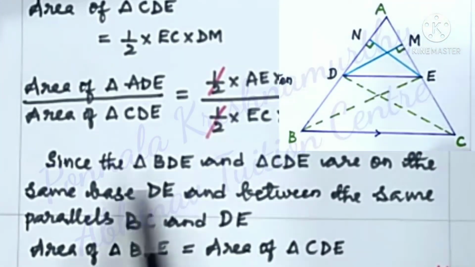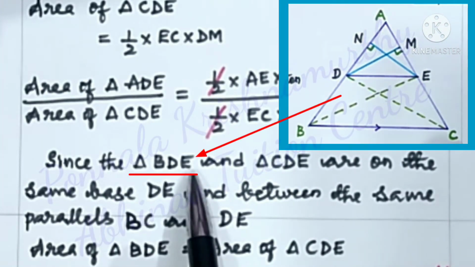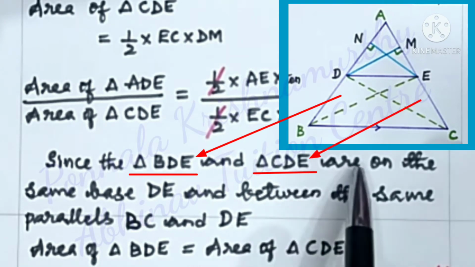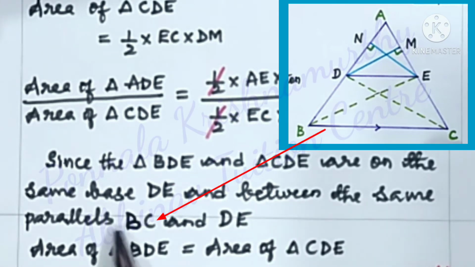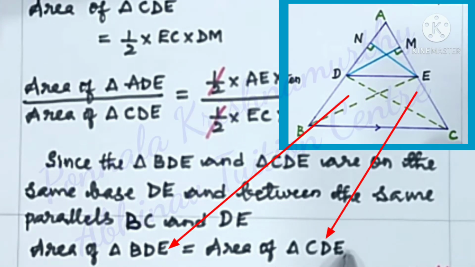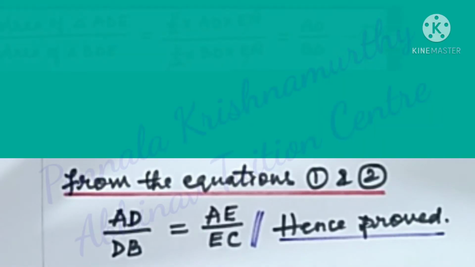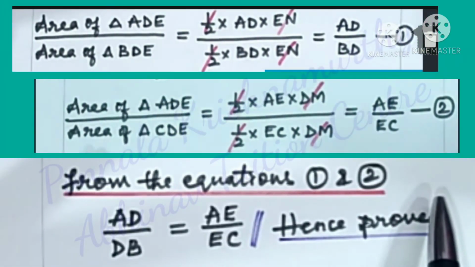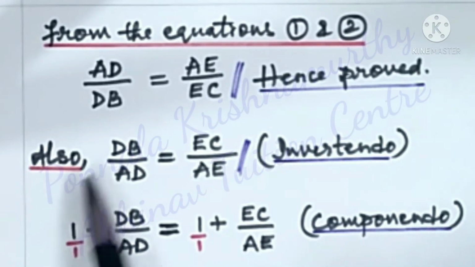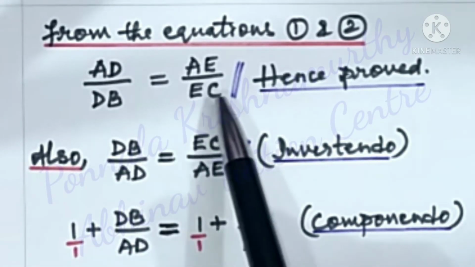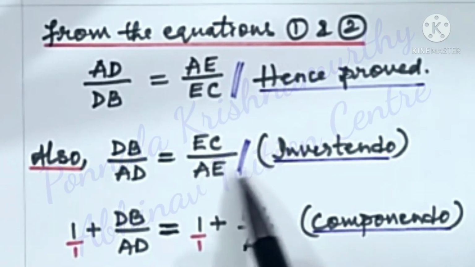Equation 2. Since the triangle BDE and the triangle CDE are on the same base DE and between the same parallels BC and DE, area of triangle BDE is equal to area of triangle CDE. From equations 1 and 2, AD by DB is equal to AE by EC. Hence proved. Also, DB by AD is equal to EC by AE. This is called invertendo.